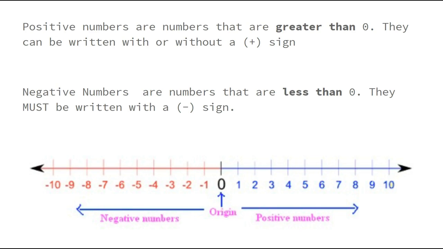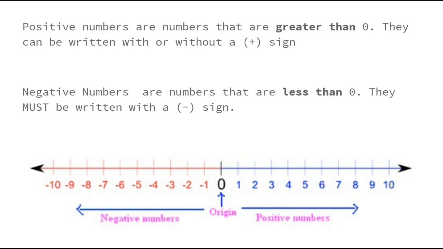So they're all these numbers that are on the other side of our number line. -1, -2, -3, and so on. And these are numbers that have to be written with a negative sign. Okay, positive numbers do not need the positive sign, but negative numbers definitely need the negative sign so that we know that they are negative.